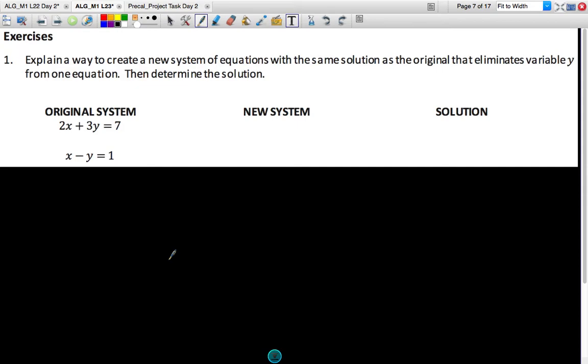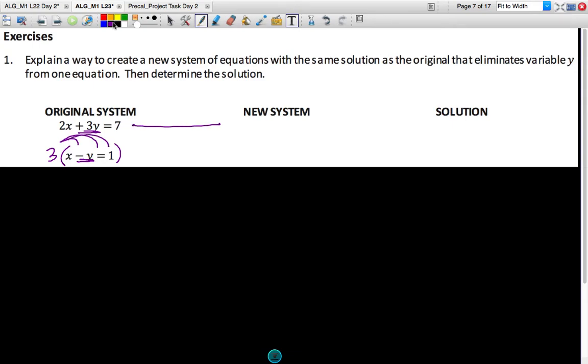Let's look at exercise 1. Explain a way to create a new system of equations with the same solution as the original that eliminates the variable y from one equation. Then determine the solution. So let's look at the y. What could I multiply this y by so that it can eliminate 3y? Well, it would have to be negative 3y here, which means I would have to multiply the bottom by 3.